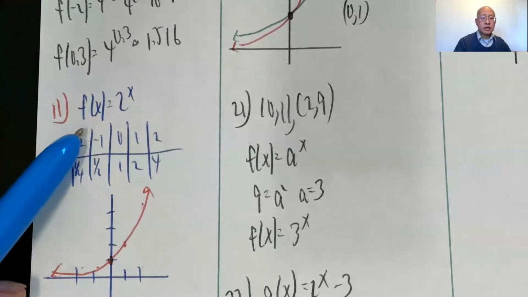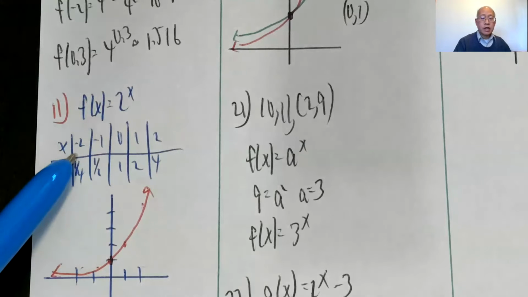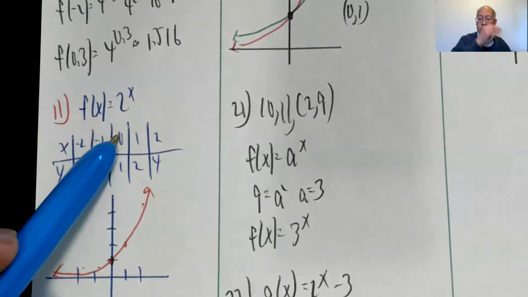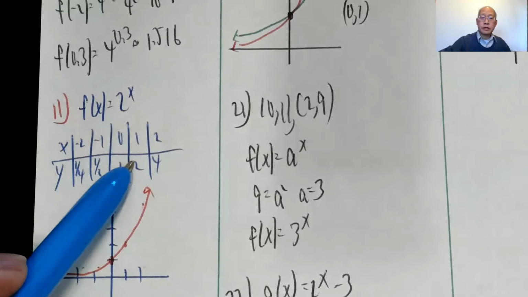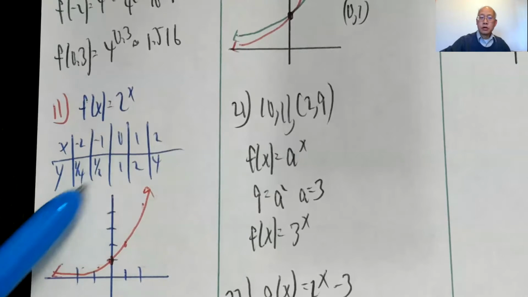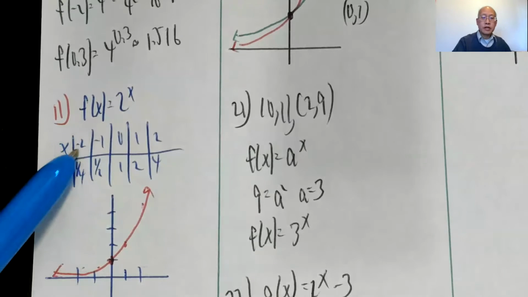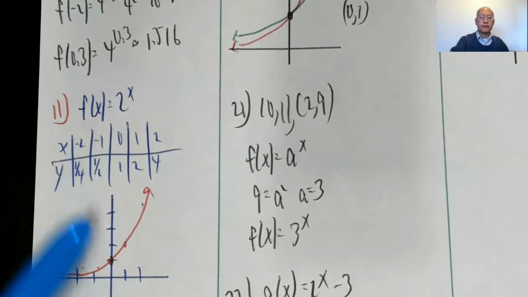Okay, 11, f of x equals 2 to the x. Here's a little table from negative 2 to 2. You plug in 0, 2 to the 0 is 1. Anything to the 0 is 1. 2 to the 1 is 2. 2 squared is 4. 2 to the negative 1 means 1 over 2, 1/2. 2 to the negative 2 means 1 over 2 squared, or 1/4.